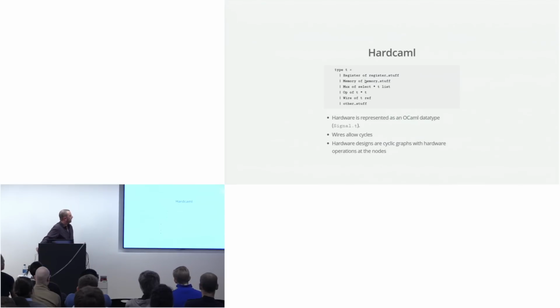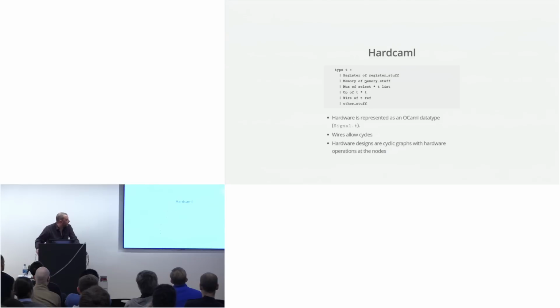OK, so getting to HardCaml. At its heart, it's something like this. You've got a variant type with registers and memories and multiplexers, and op hides some details. You've got adders and XOR and so on in there. So at this point, I think that looks a lot like a standard OCaml AST for a compiler.